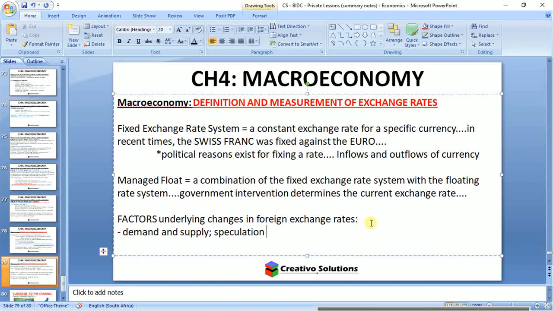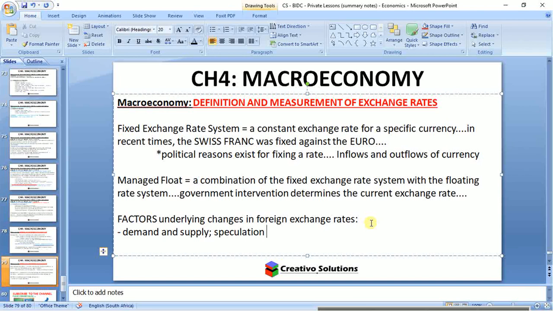Speculation. Speculation means what? Do you have an idea? To speculate means to guess. So you expect the rand to strengthen, or you expect the dollar to strengthen. You're speculating. Speculating is almost like trying to guess where the currency is going to go. It's very difficult to do that, but that's what some people tend to do.